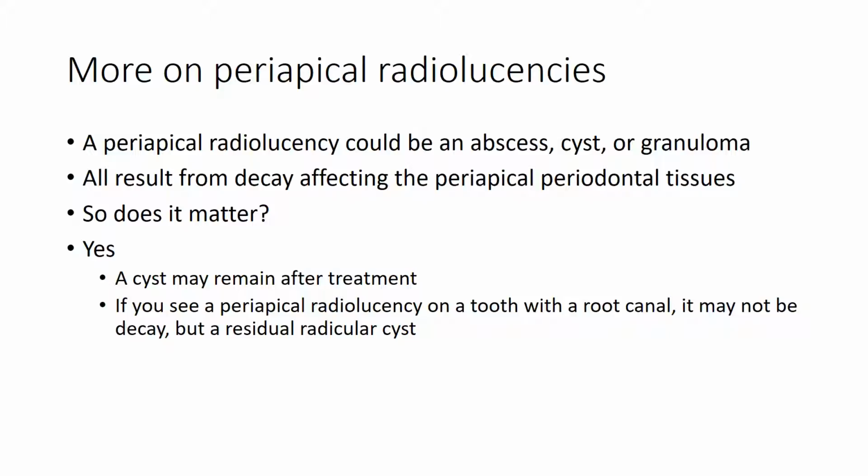And there is a case where it does, and that's because a cyst may remain even after treatment of the tooth. So you can treat the decay with extraction or a root canal, and the cyst would remain, whereas an abscess would likely go away. So if you see a periapical radiolucency on a tooth with a root canal, it may not be decay, and it may represent a residual radicular cyst.